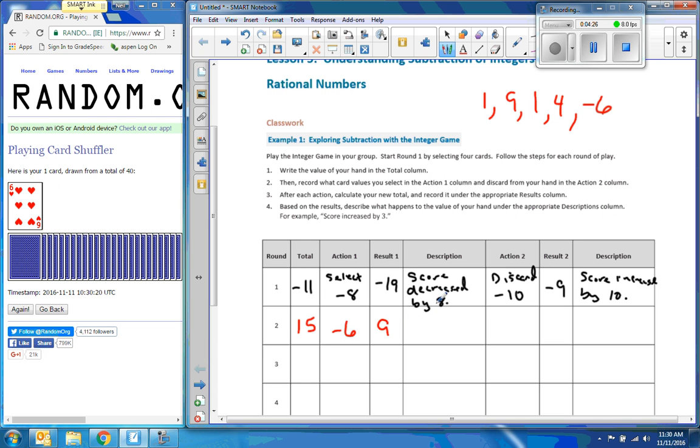My score decreased by 6. And then I'm going to discard my first card, so I'm down to 4 again. And I discarded 1. So my score is going to go from 9 to 8, so my score decreased by 1. Okay, so you draw 4 cards, total them. Draw another card, add that into the mix, then get rid of the first card, and that's your description at the end. Okay, hopefully you got that, and we'll move on.